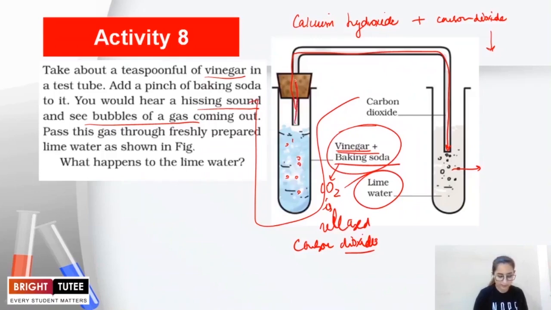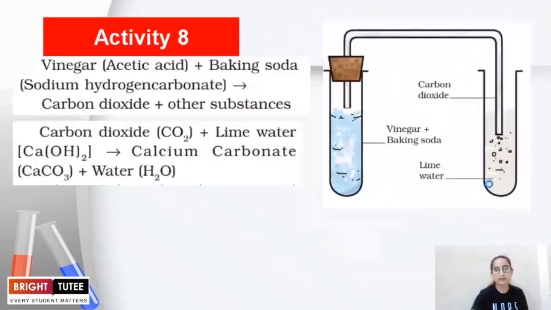Now when this carbon dioxide is released and passed through a freshly prepared lime water solution, this lime water turns milky. It was colorless or transparent earlier, but when you pass carbon dioxide, it turns somewhat white. It turns milky, it looks like milk. So what has happened? What change did occur that it made the solution milky?